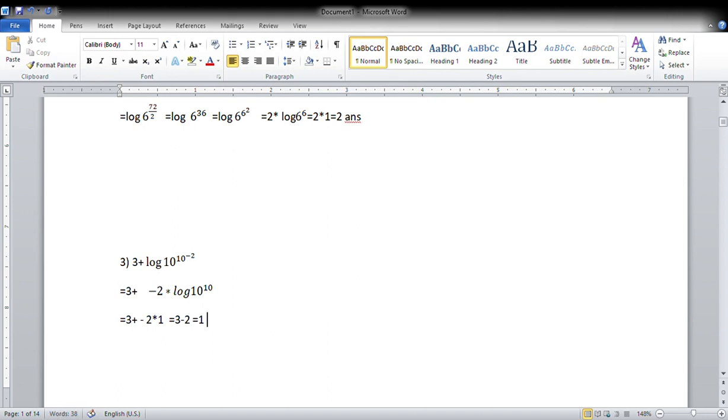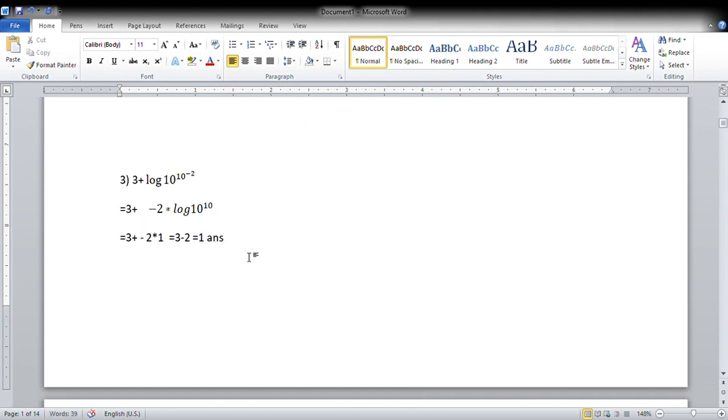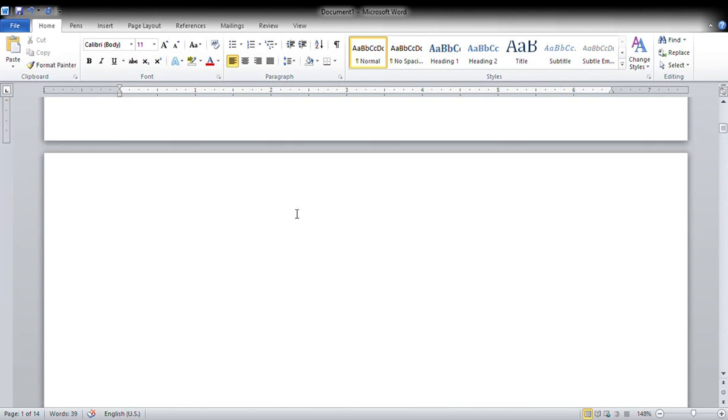This is the answer. Answer is 1. So please try to note it down on the paper, and please try to understand and comment in the comment section. It will be easier for me to understand whether you have understood this problem or not. All these problems are very similar and very easy, so I hope you can understand.